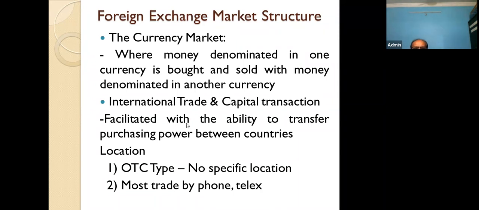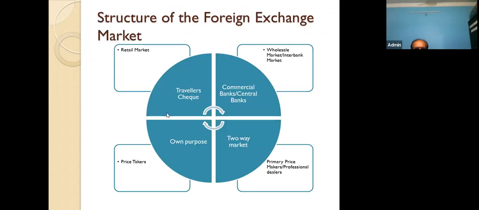And as I told, this market continues 24 hours except Saturday and Sunday. Business working days are Monday to Friday, and from Monday to Friday it works 24 hours. Now, let us know about this slide, the structure of the foreign exchange market.